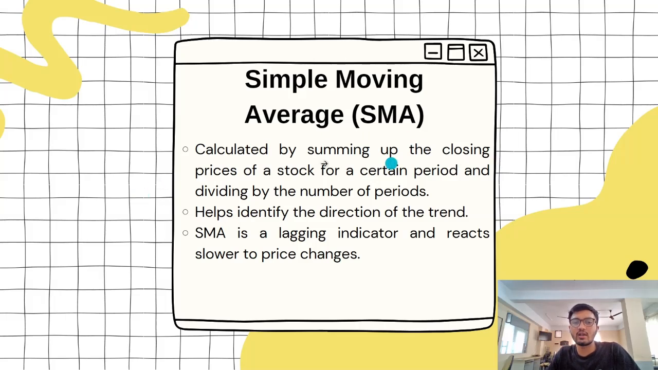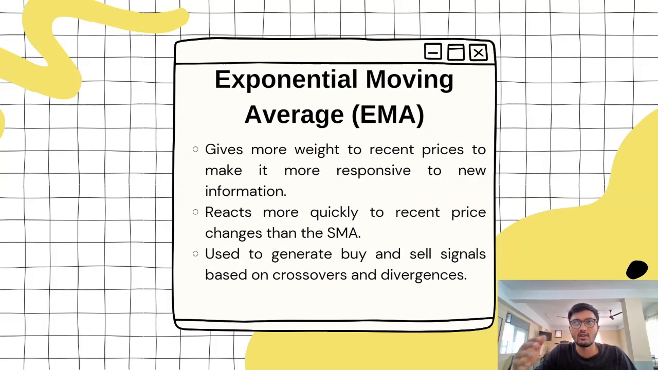It's calculated by summing up the closing price of a stock for a certain period and dividing by the number of periods. It helps identify the direction of the trend. SMA is a lagging indicator and reacts slower to price changes. As I was telling before, a moving average is a lagging indicator. It won't give you any prediction about the future, but at least you can see how that particular asset is reacting to the prices. So the exponential moving average weights it.